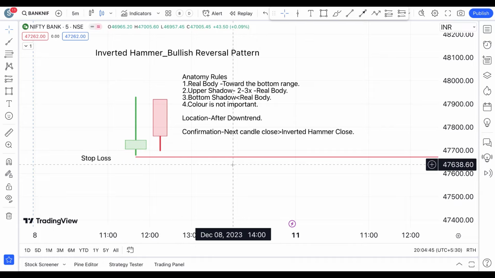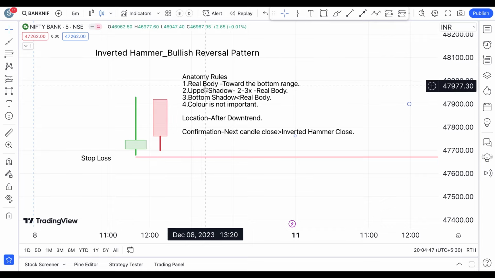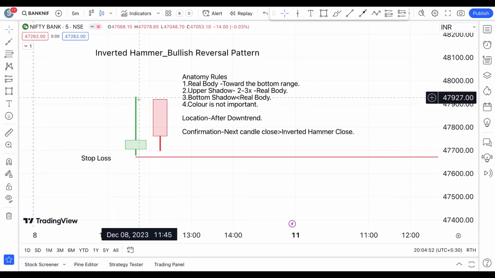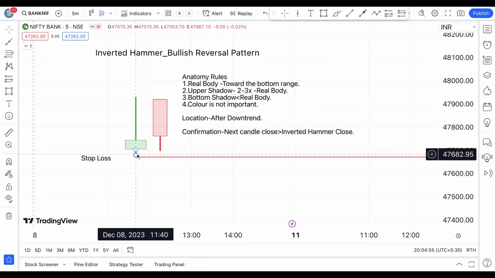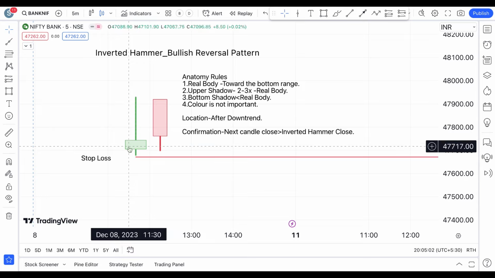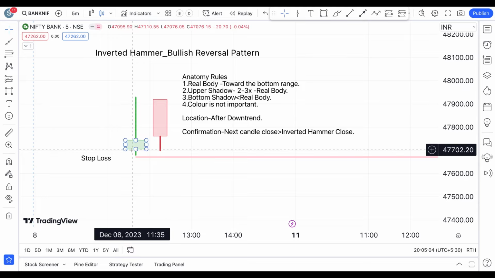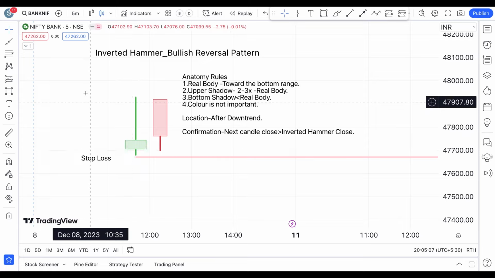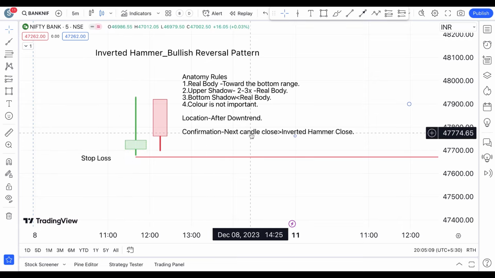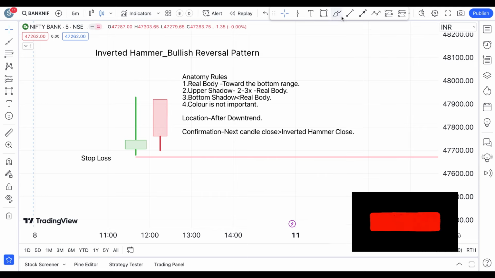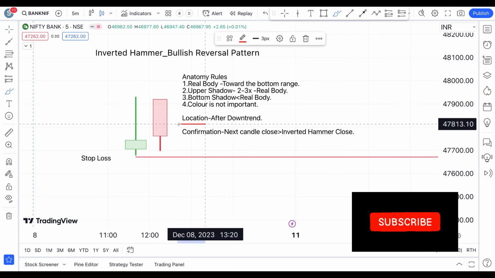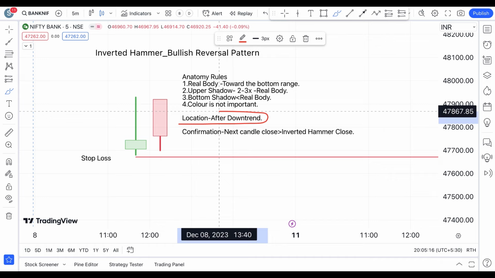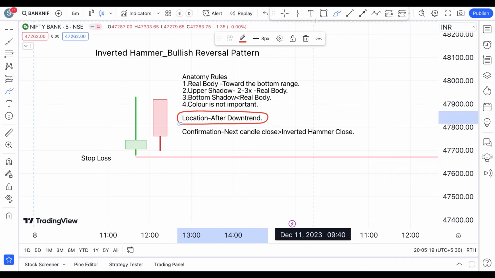All right, I hope you have understood the rules. First rule: you need to have a real body towards the bottom. Second rule: you need an upper shadow which is 2 to 3 times the real body, and a very small bottom shadow, or definitely no bottom shadow. If you have a shadow, it should be less than the size of your real body. Then it should come after a downtrend. Remember this point, this is very important. You should wait to see it coming after a proper downtrend.